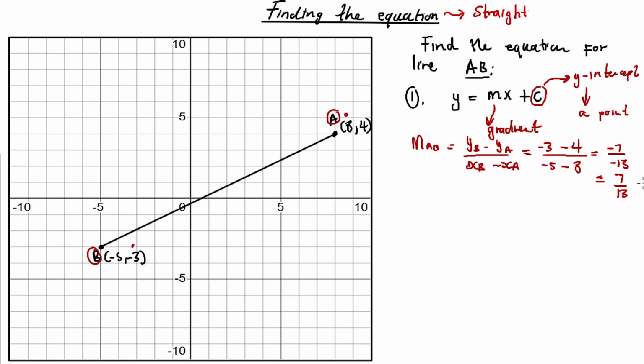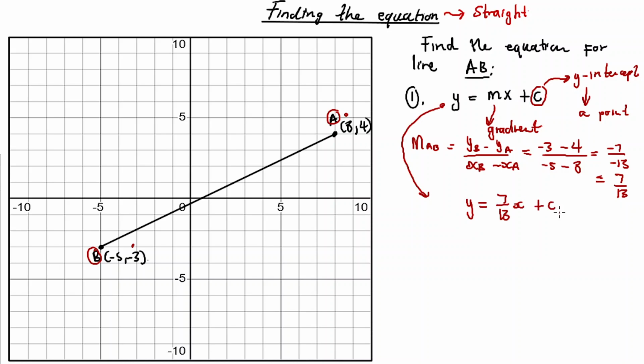But let's just check. Minus 3 minus 4, and minus 5 minus 8. Yes, it's 7 over 13. Then we're going to substitute our gradient into this equation, so y equal to the gradient, which is 7 over 13 x plus c.